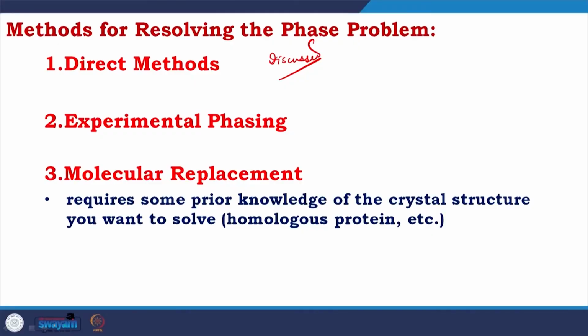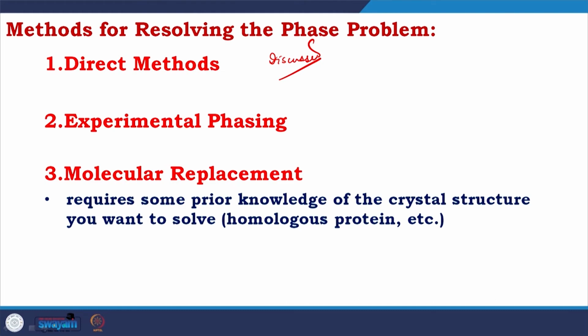Molecular replacement is kind of a hybrid technique, taking the concept of theory and experiment together. It is a great contribution from Michael Rossmann, and we will discuss in detail about these and its role in changing protein crystallography. But now we will go and discuss experimental phasing.